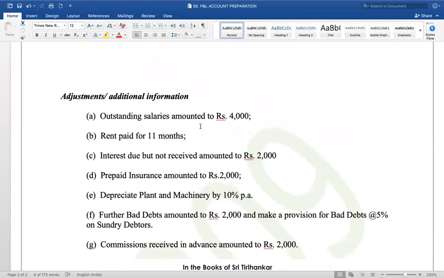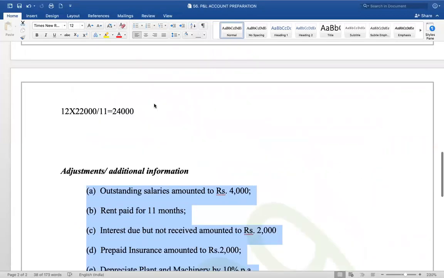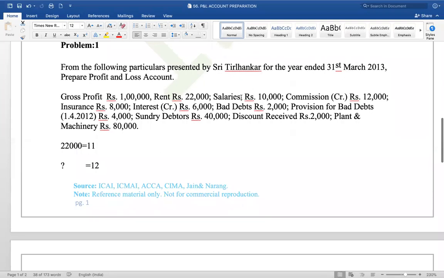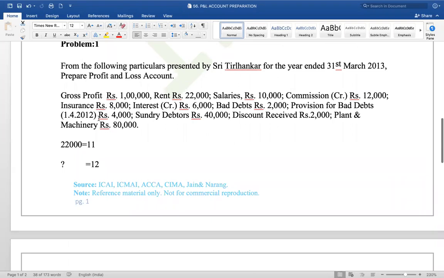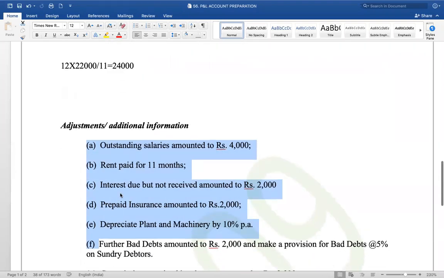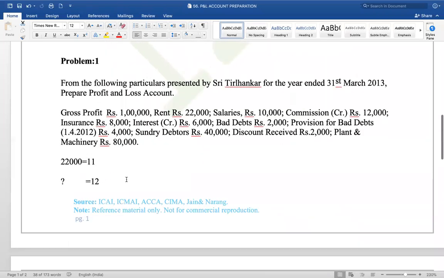Now let us come to the next item. Rent paid for 11 months. Rent paid. Look at this. We can go in the order of these adjustments or in the order of the trial balance, whichever way you're comfortable with. Now, I took gross profit a second time because I'm going with this order: outstanding salary, rent paid for 12 months. This order I'm going. There's no hard and fast rule how you have to go. We can go with the trial balance order also.